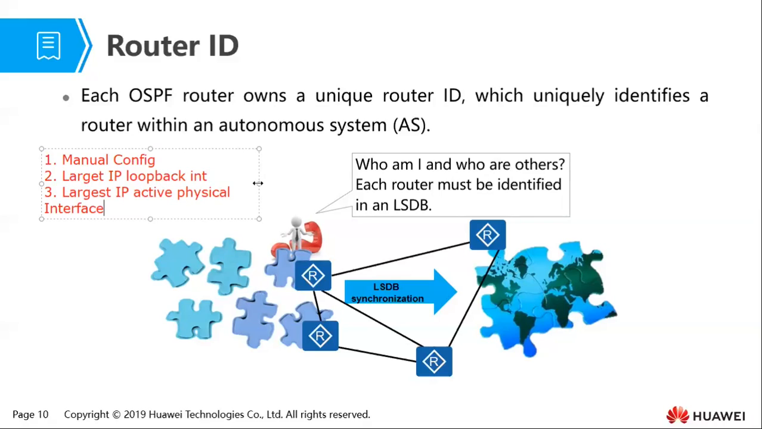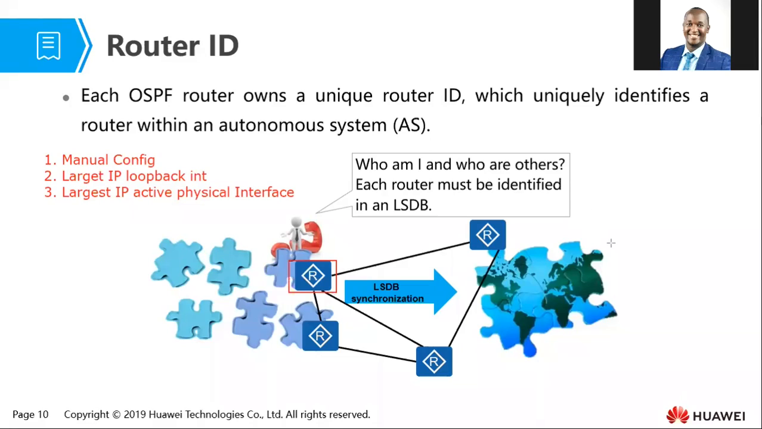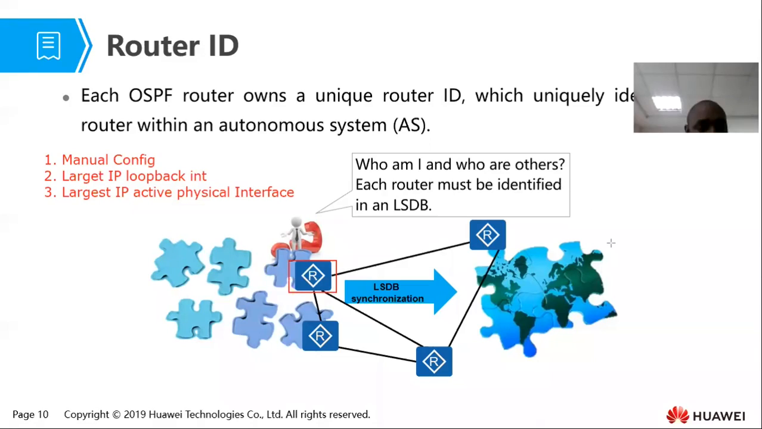Now, in case you configure a new router ID, what must be done in order for the new ID to be applied on the router? For example, this router here, let's say it's RTA. It had a router ID of 1.1.1.1. What must be done in order to apply the new router ID?